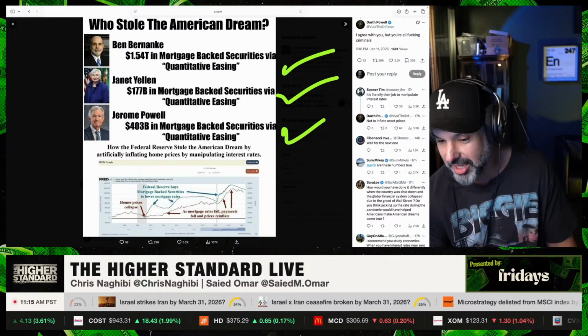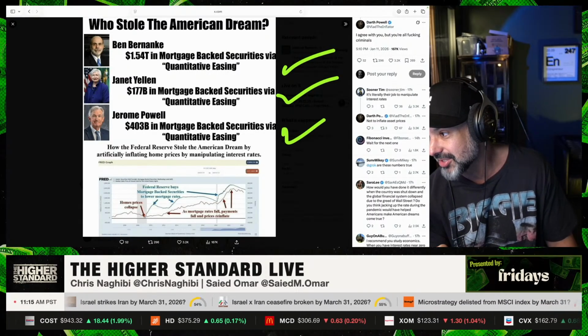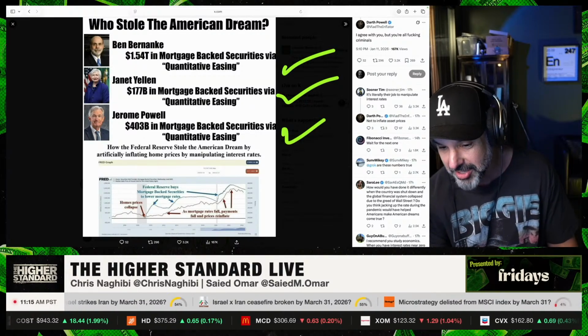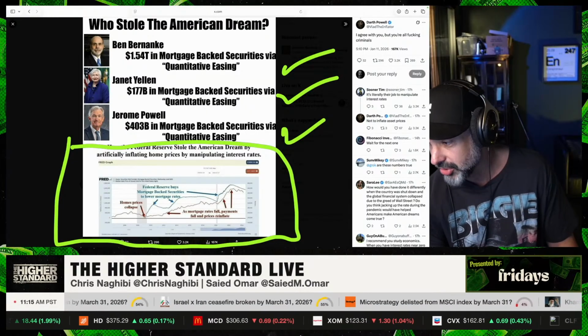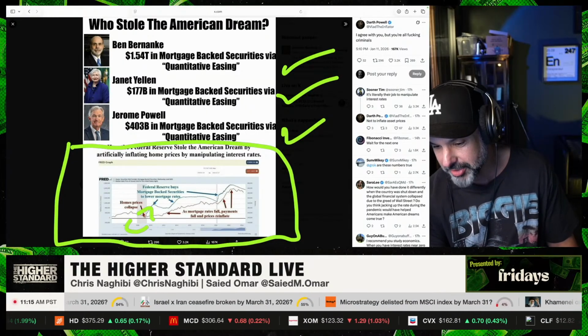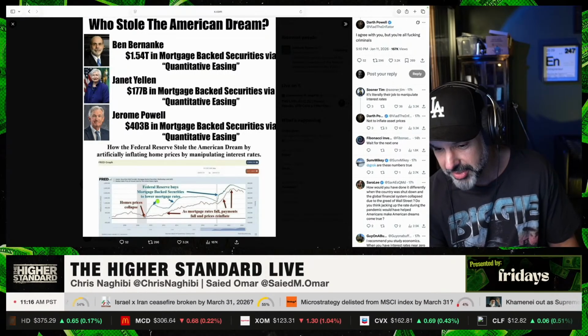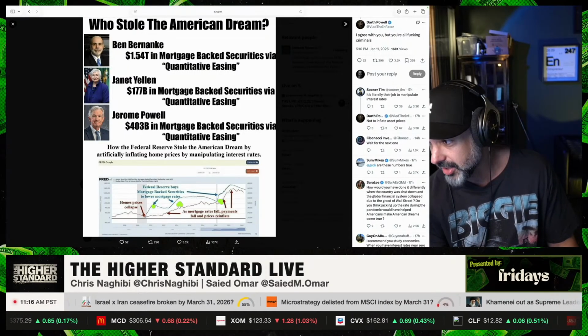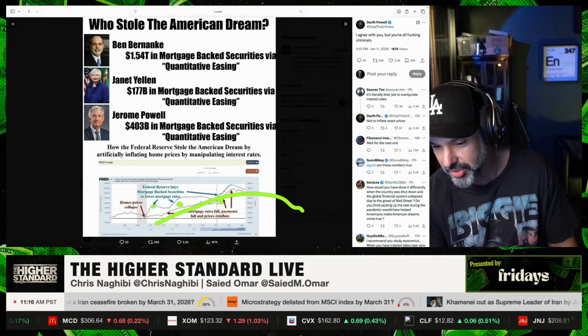So the question logically is how the Federal Reserve stole the American dream by artificially inflating home prices by manipulating interest rates. And this chart down here, if you're looking at the vertical channel, it's going to be hard to see. Basically it shows that home prices collapsed at that point down there. Okay. Then the Federal Reserve starts things at this point, and this point of mortgage quantitative easing, right? And then mortgage rates fall to resolve this issue.